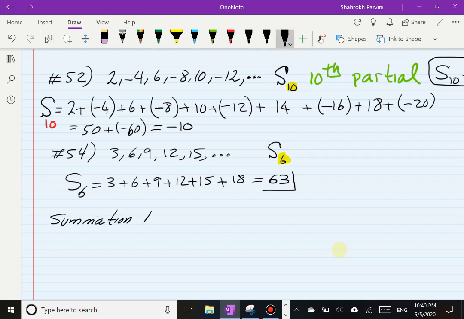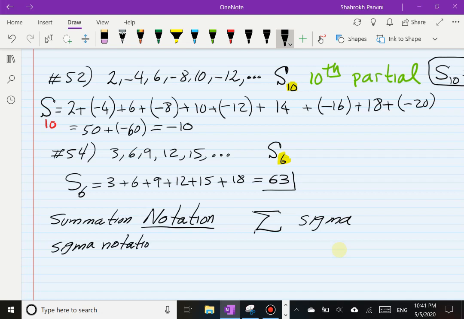Summation notation. Now, notation in math means a way of writing something. It's an agreement to write something in a certain form. It's a notation. Now, we're going to use sigma. Sigma, this is Greek sigma. And sigma represents summation notation, or some call it sigma notation. So we have summation notation or sigma notation. Both of those are acceptable.